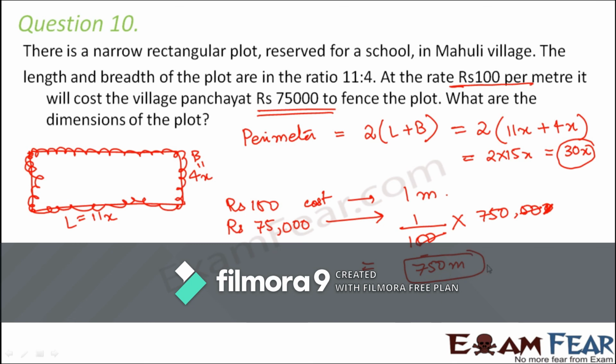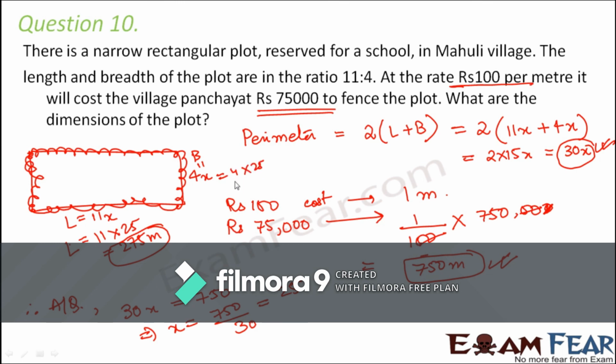So we got it to be 750 meters, but what we calculated with our assumption is that the perimeter should be 30x. Therefore, according to the question, 30x is equal to 750. So x is equal to 750 divided by 30, which is equal to 25. Now once we know 25, we can calculate the length as 11 into 25, which is 275 meters, and the breadth would be 4 into 25, which is equal to 100 meters. Therefore, the dimensions of the plot would be 275 meters by 100 meters.